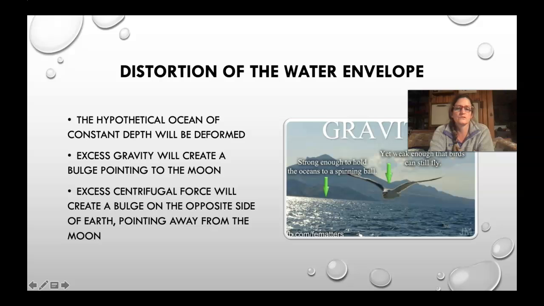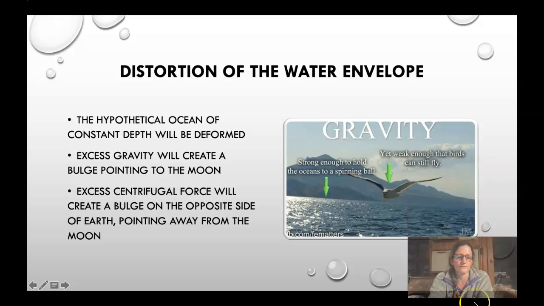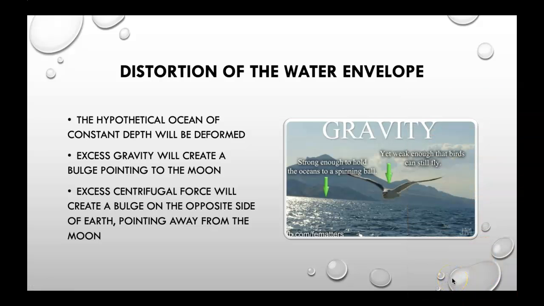So we're distorting this watery envelope. Just a little meme about gravity. The hypothetical ocean of constant depth will be deformed, right? So it's bulging out one side and the other side. The excess gravity will create a bulge pointing to the Moon. The excessive centrifugal force will create a bulge on the opposite side of the Earth, pointing away from the Moon. Strong enough to hold the oceans to a spinning ball, but weak enough that birds can still fly.